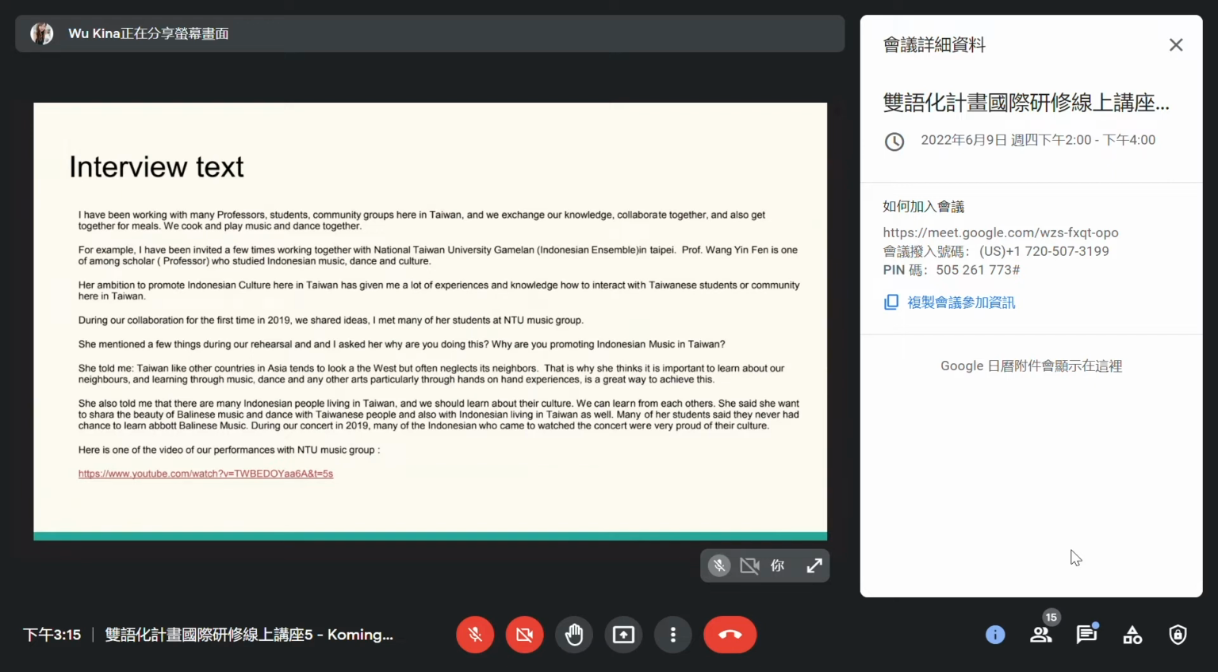So, for example, since I came here to Taiwan, I was invited by Professor Wang Yin-fan, and she is currently at NTU, National Taiwan University in Taipei. She has brought Indonesian culture and introduced music and dance in Taiwan. And when I talked to her last time, I asked her, why do you want to do this? And what can we do together so we'll make it happen?